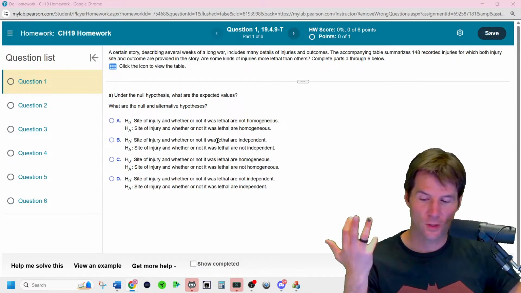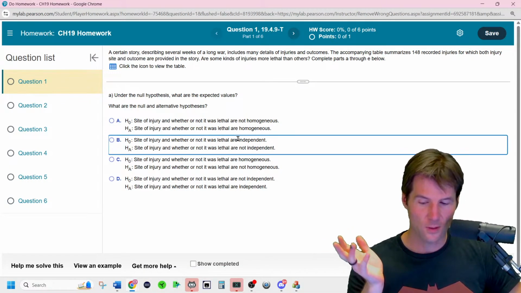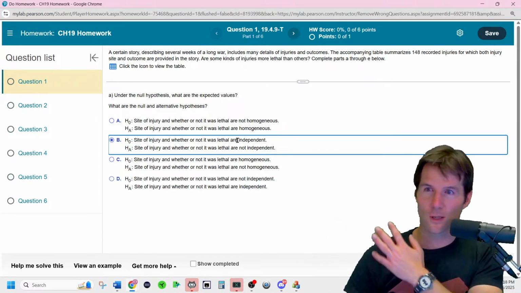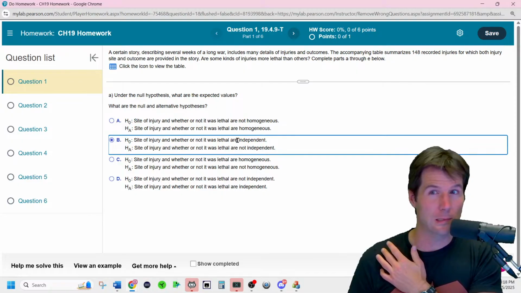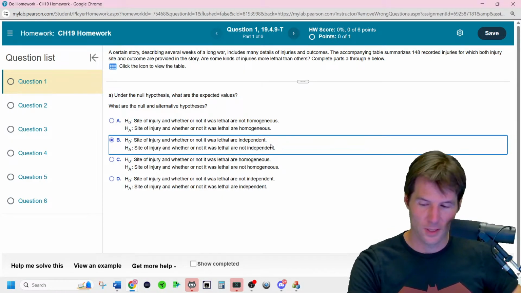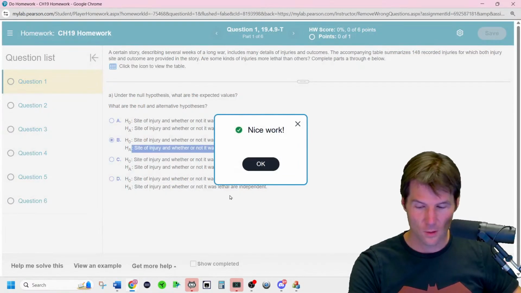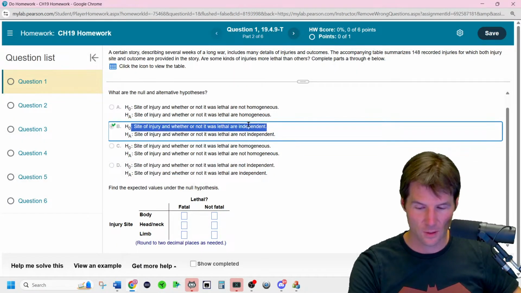So where someone gets hurt and whether the injury is lethal are independent. That means it doesn't matter where you get injured. You get injured on your pinky or you get injured on your shoulder. It's going to be worse. I don't want to get injured there. You don't want to get injured anywhere. But we're going to look for evidence that they're not independent, meaning they have an association. So the null is that they are independent. The alternative is that they're not independent.